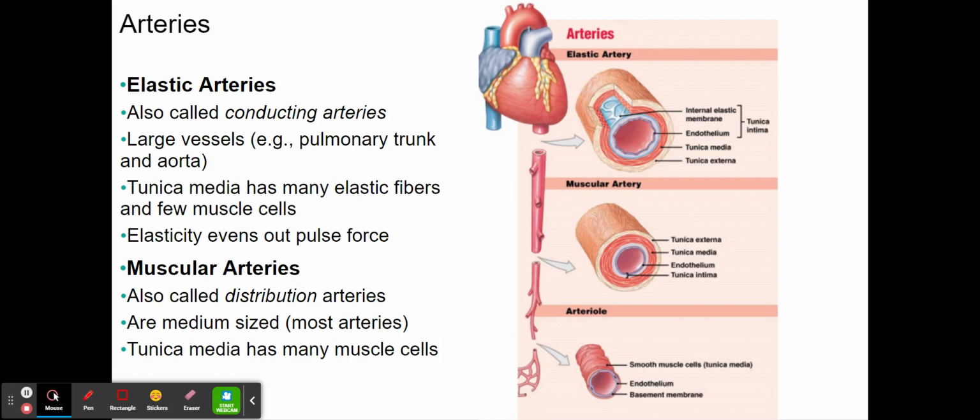Elastic arteries are also known as conducting arteries because they carry large volumes of blood away from the heart. They are large vessels with diameters up to about 1 inch or so. The pulmonary trunk and aorta, as well as their major branches, the pulmonary, common carotid, subclavian, and common iliac arteries, are elastic arteries. The walls of elastic arteries are extremely resilient because the tunica media contains a high density of elastic fibers and relatively few smooth muscle cells.